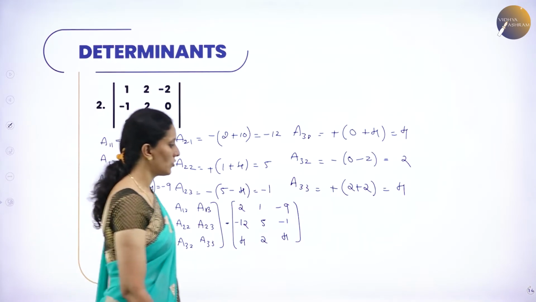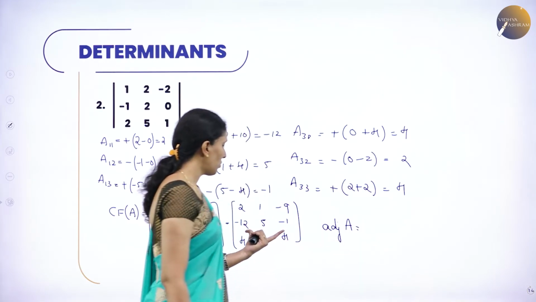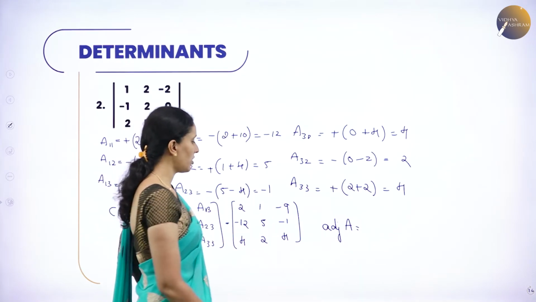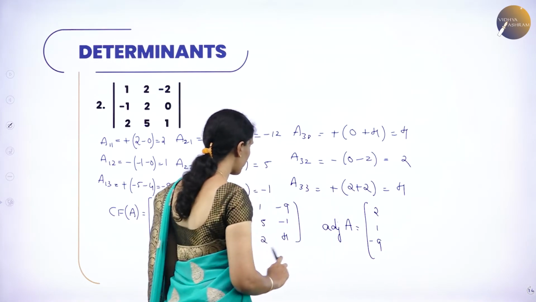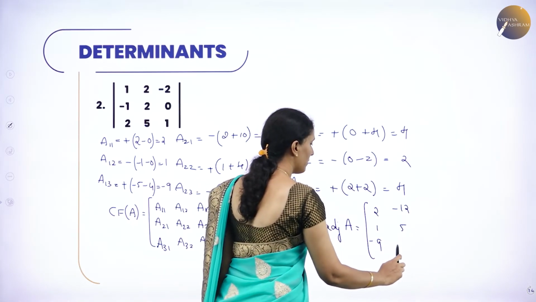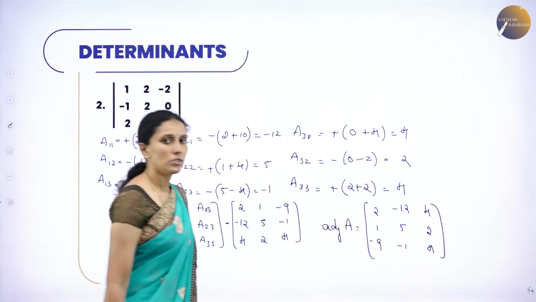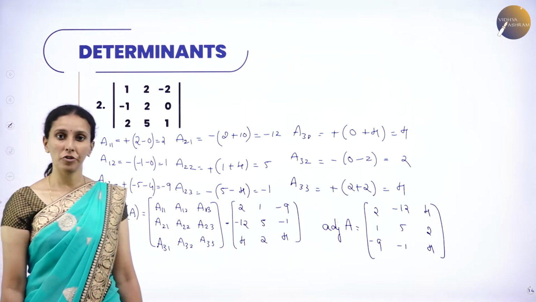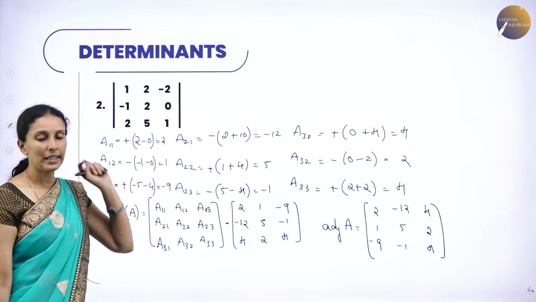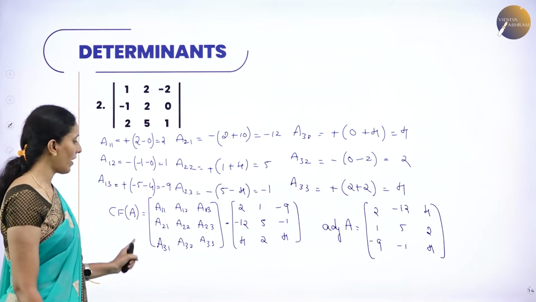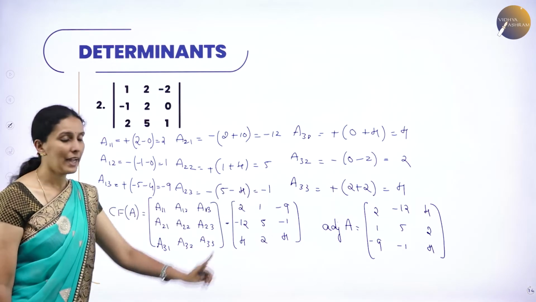Now let us write the adjoint. What is adjoint? Adjoint A is equal to, you should transpose this matrix. So interchange rows into columns. So 2, 1, minus 9, minus 12, 5, minus 1, 4, 2, 4. So this is how we are going to find the adjoint of a 3 cross 3 matrix. Thus, substituting the sign and finding the minors, we can find the cofactor matrix elements. Then after transposing cofactor elements, we can get adjoint A.